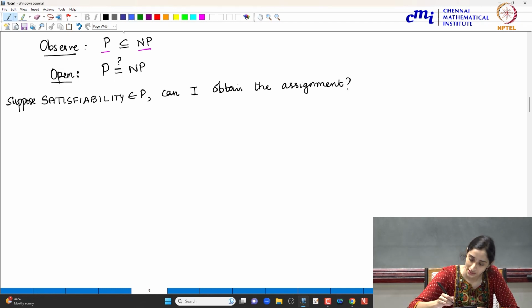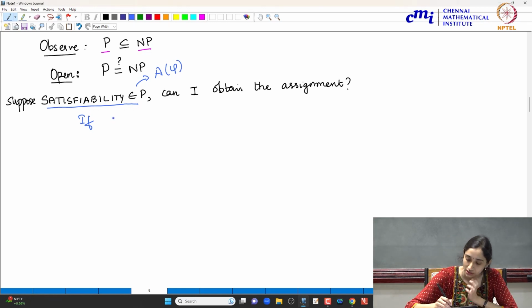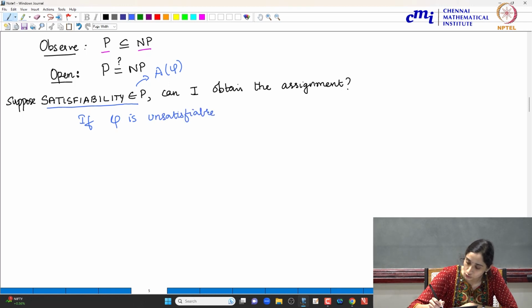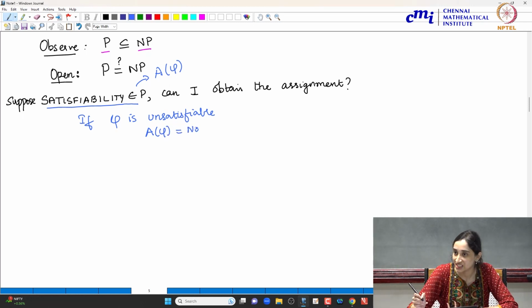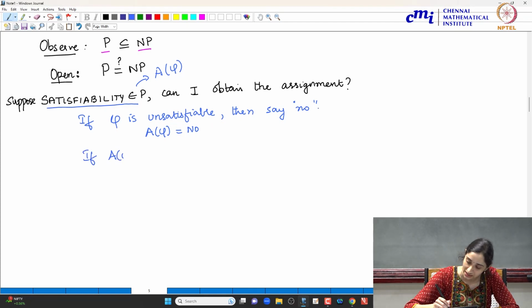So one thing to note: I know that satisfiability is in P. So there is an algorithm that on input phi will efficiently, immediately tell me whether the formula is satisfiable or not. So let's call that algorithm A. If phi is really unsatisfiable, that is, I supply phi to A and it says no, then I cannot find such an assignment, so you just say no. Suppose it says yes, indeed, it is satisfiable.